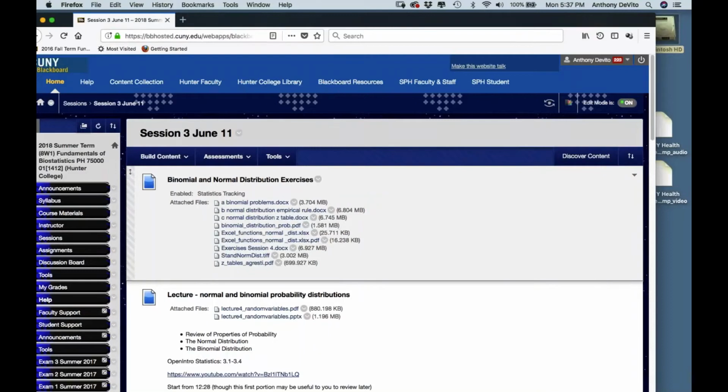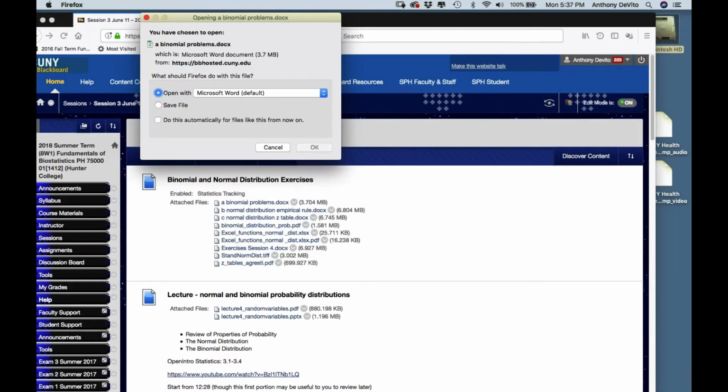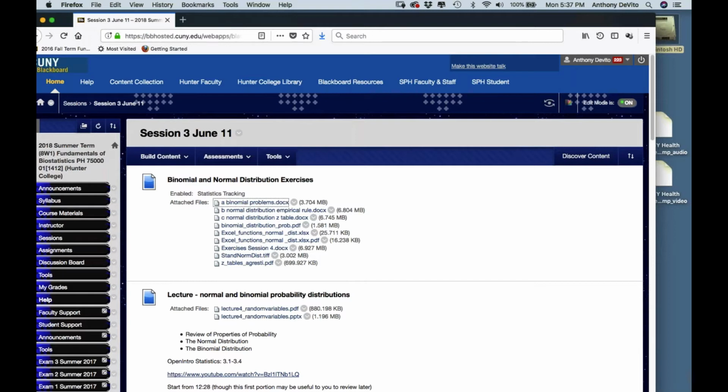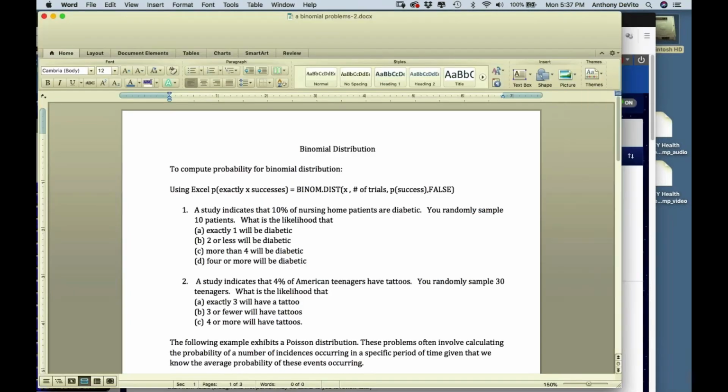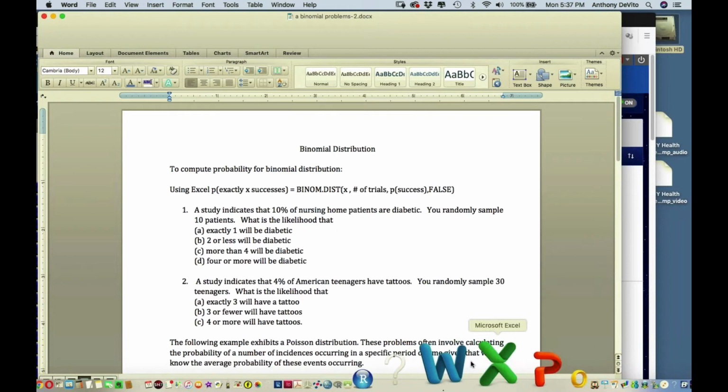And I'm going to start by talking about something called a binomial distribution. Okay, so we're going to open up this document, which is called binomialproblems.doc. You'll be able to access that from Blackboard as well. And I'm going to start out by opening up an Excel file.